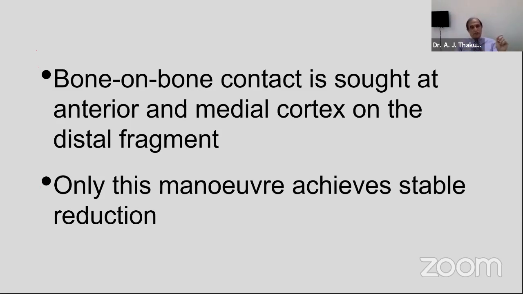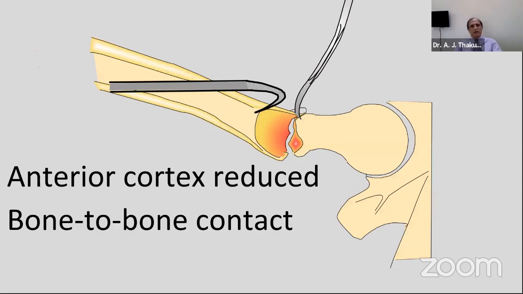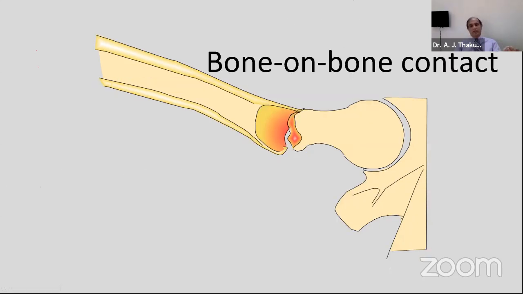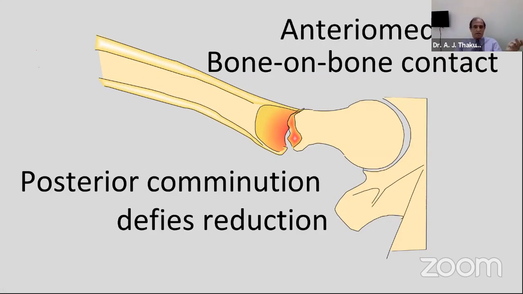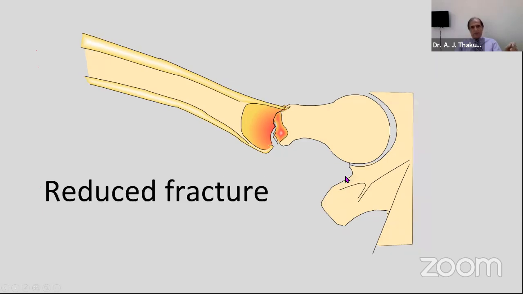How to make sure that you have got it? Yes, anterior cortex reduced and there is bone-to-bone contact. However, sometimes it remains tight, and you have now got anterior medial contact here, and the posterior comminution defies reduction. Just don't bother about it. As soon as your anterior reduction is good, you are happy. This is a reduced fracture.